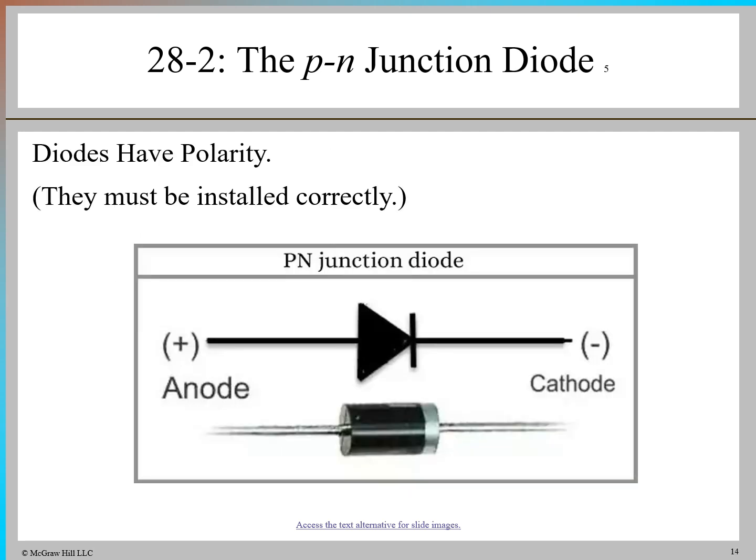Diodes have clear polarity, meaning they must be installed with the correct orientation in a circuit. The anode is the positive side, while the cathode is the negative side. For forward bias, the anode must be connected to the positive voltage and the cathode to the negative. If installed incorrectly in reverse bias, the diode will block current or worse, be damaged. Correct installation is important for the proper functioning of the diode and to avoid damage to the circuit.